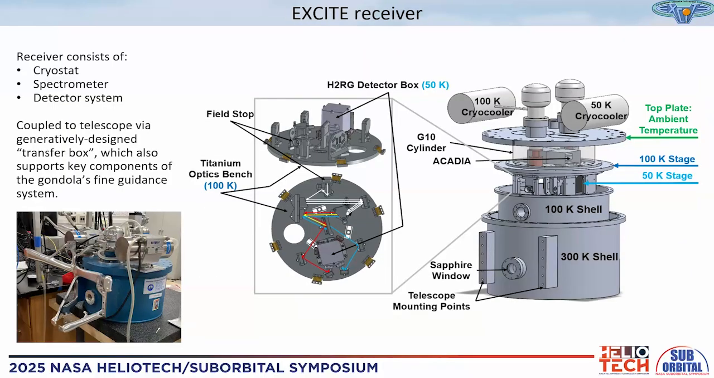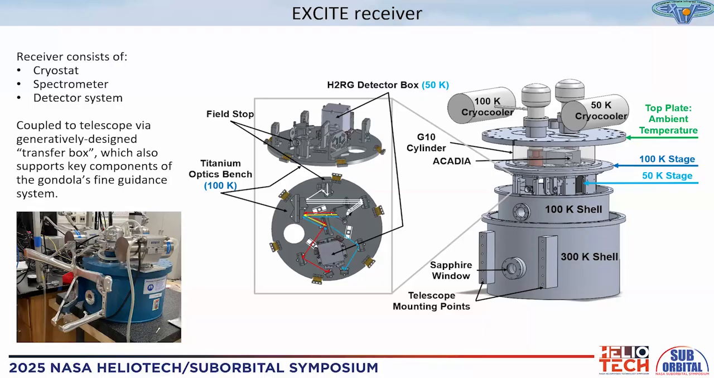On to the receiver. So the receiver, this is what's bolted to the back of the telescope. It's kind of the core of our science instrument. Basically consists of 3 components: the cryostat, which cools the spectrometer and the detector system. This whole assembly is bolted to the back of our telescope via a component we call the transfer box, which is effectively an optical bench.